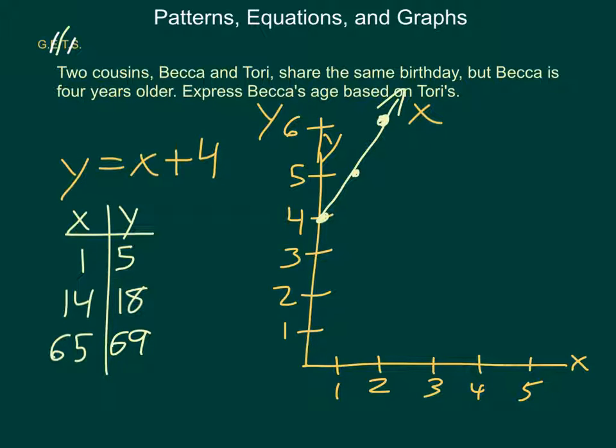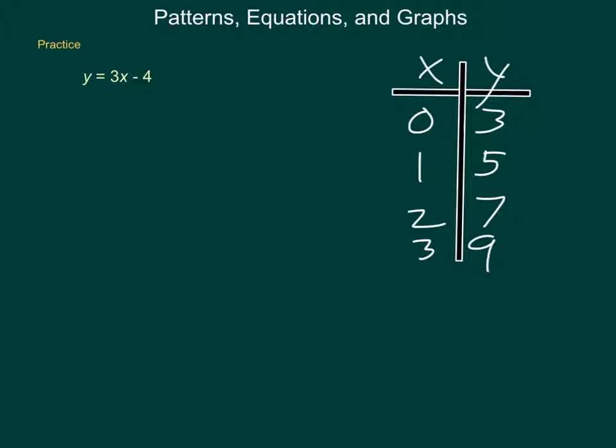So now we have a story, an equation, a table, and a graph. Each of these has its own benefits, and each of them has its own downfalls. But there are multiple ways of representing the same information. So let's practice with this a little bit.